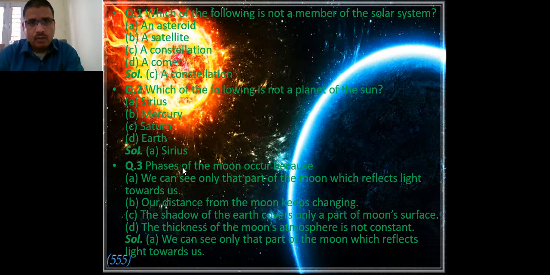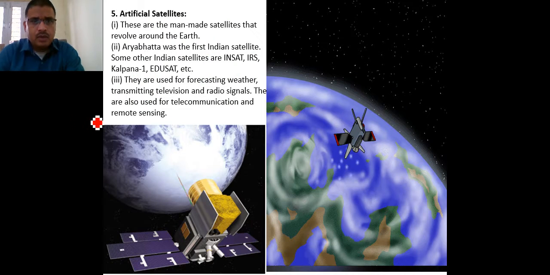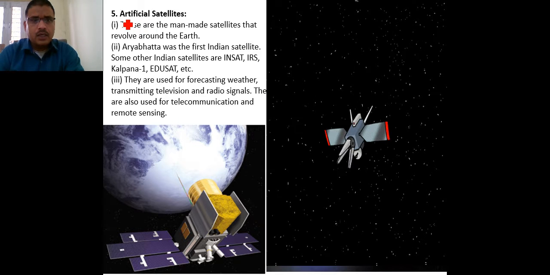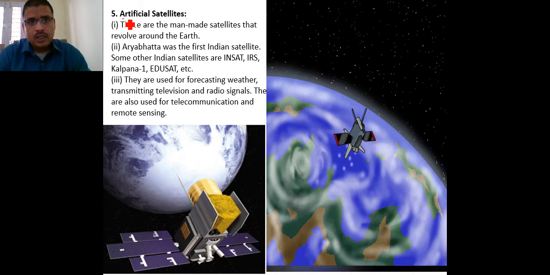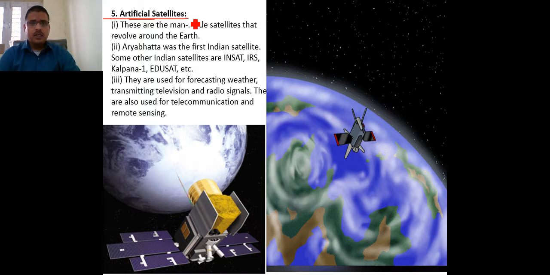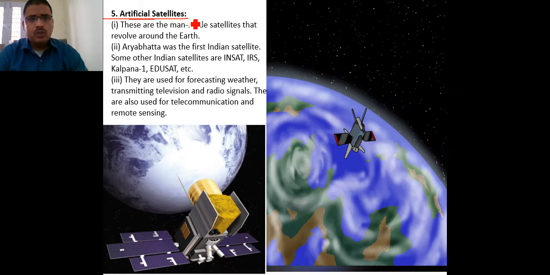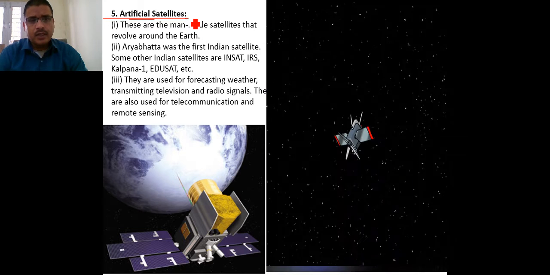There is what we call an artificial satellite. This is the last part of your chapter. After that there is a question answer section. These are very theoretical parts which you have to answer. What do you mean by artificial satellite? What are the different artificial satellites, and what are the different uses of these artificial satellites?